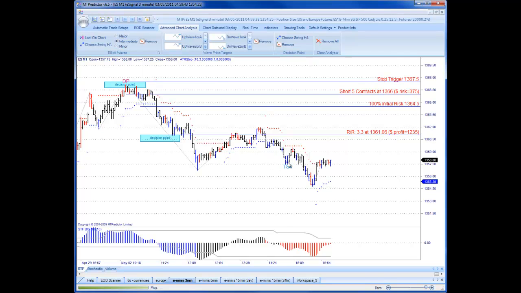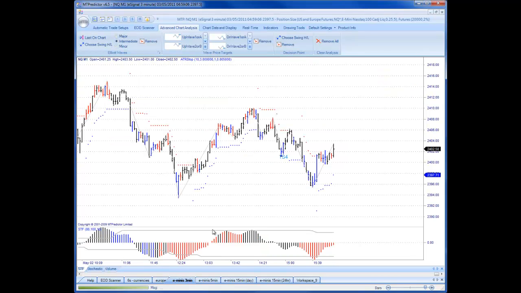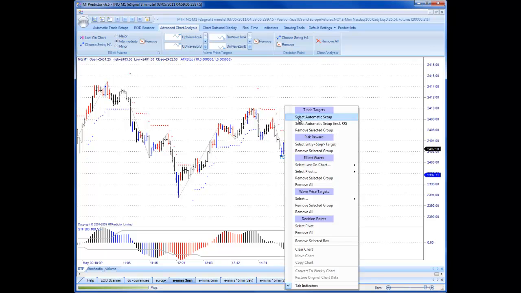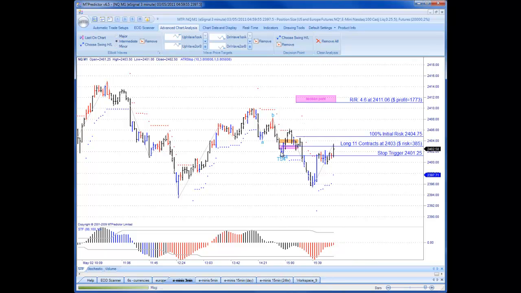The TS4 buy here was against a red STF, so you'd want to ignore it. Let's have a look at the NQ. Yes, there was a TS4 buy here, and as you can see, it came in on this low here against a black STF, which was valid, but we were past the 100% initial risk level, so if you're unsure of this, you'd be at break even anyway.